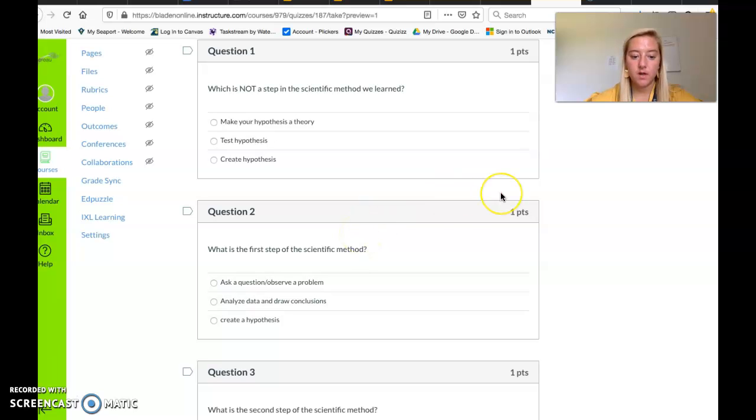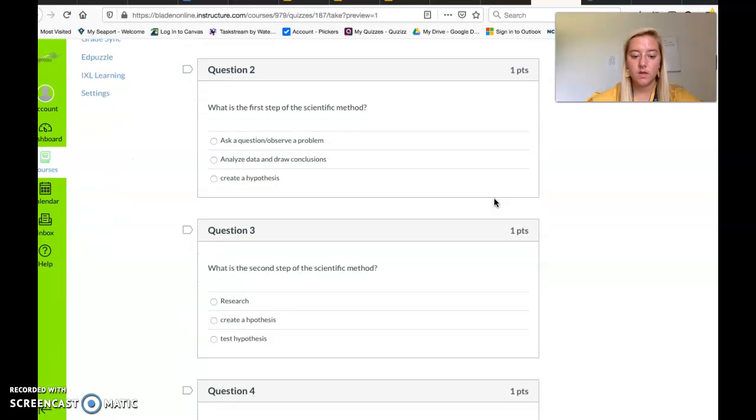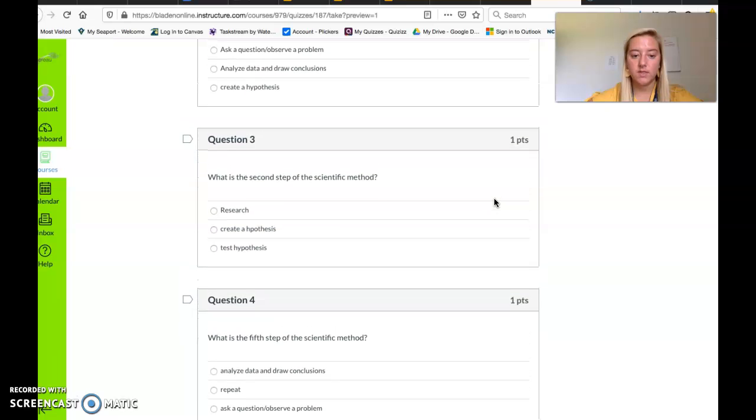Question number 2, what is the first step of the scientific method? Ask a question / observe a problem, analyze data and draw conclusions, or create a hypothesis. Question number 3, what is the second step of the scientific method? Research, create a hypothesis, test the hypothesis.